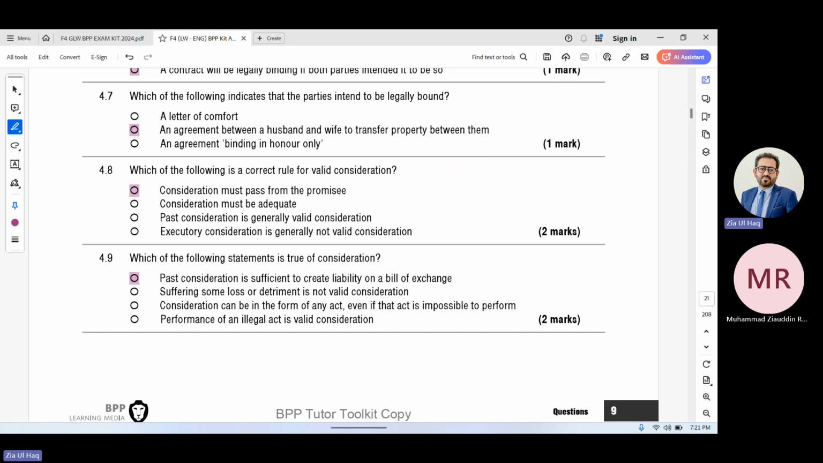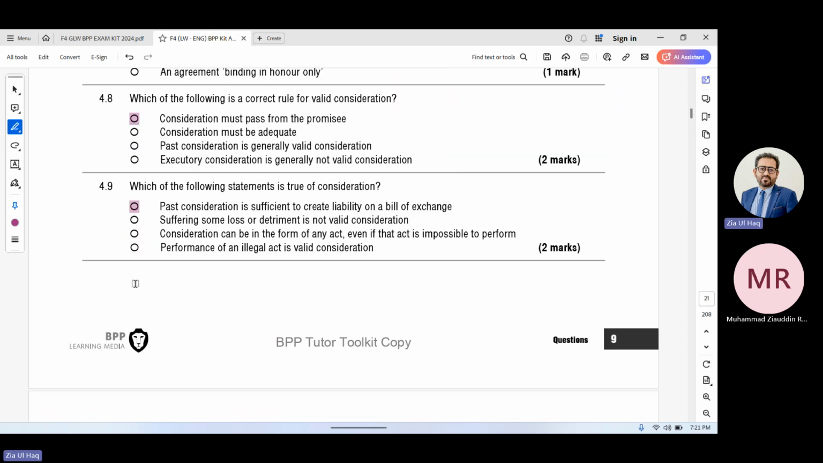Consideration can be in the form of any act, even if that act is impossible to perform. If it is impossible to perform, then that act is not consideration. Performance of an illegal act is a valid consideration. No, an illegal act is void consideration. So the answer is option A, 4.10.